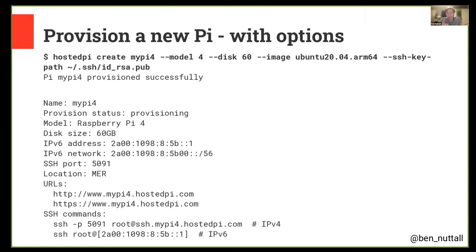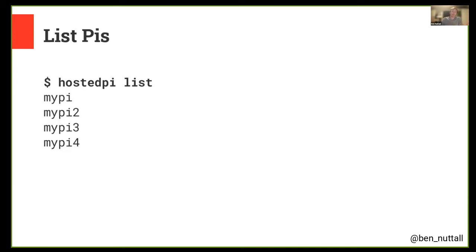So then, again, it comes back with all the information about the Pi that's been provisioned. So this one you can see is a Raspberry Pi 4 with a 60 gig disk, and it's been loaded with the Ubuntu image. So if you want to list Pis, you can just run hostedpi list, and there's actually aliases for a lot of the commands. So there's things like hostedpi ls, which is a neat shorthand for that. It'll list the Pis available in the account.